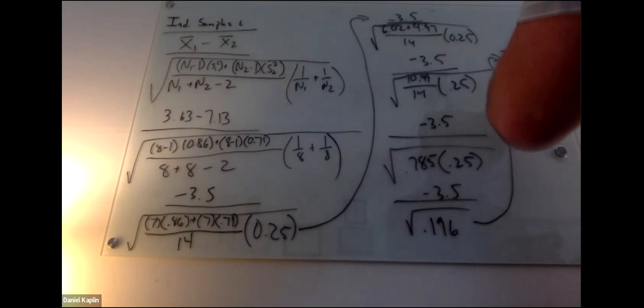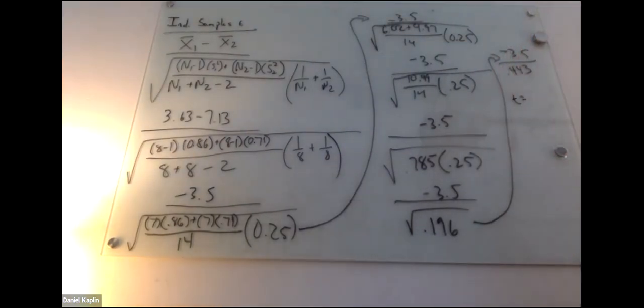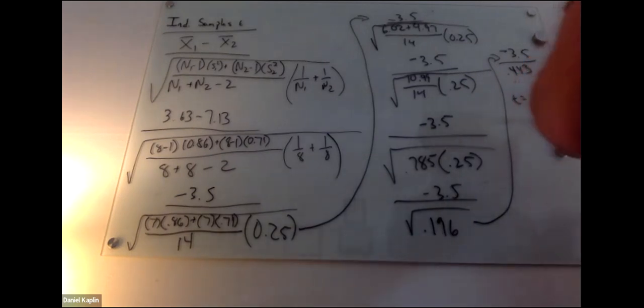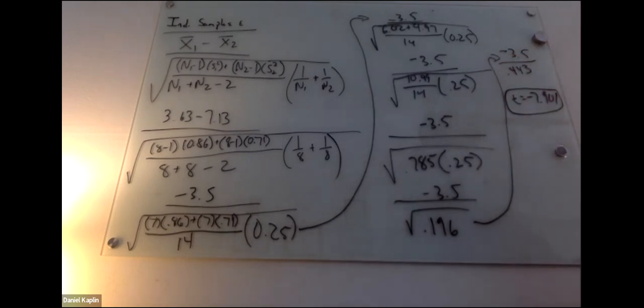So our final t-value is negative 3.5 divided by 0.443. And we get a calculation that looks like this. Our final t-value is 7.9006, which will make that 7.901. That is the final product of the independent samples t-test.